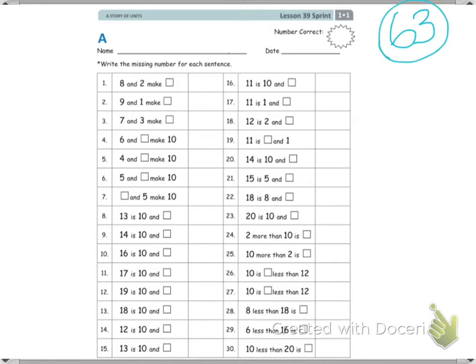Remember, it's a sprint. All right, guys, I want you to put your pencil in your hand. I want you to raise it up in the air. Remember, I'm going to time you for 1 minute. You can do as many as you can. So write the missing number for each sentence. All right, 1 minute. Ready, get set, and go. I'm timing you.